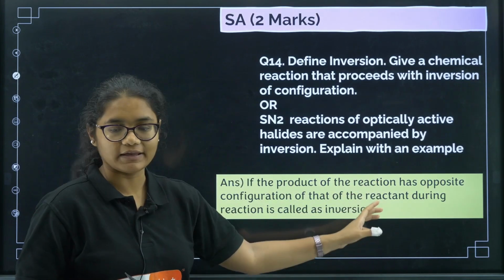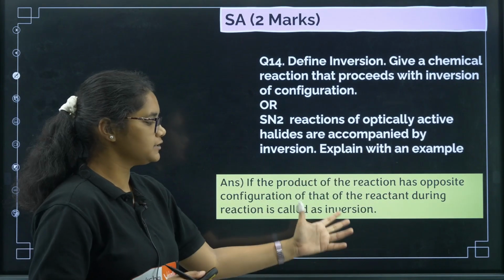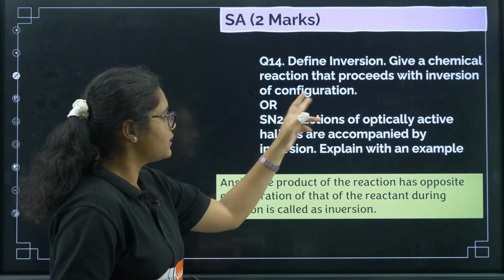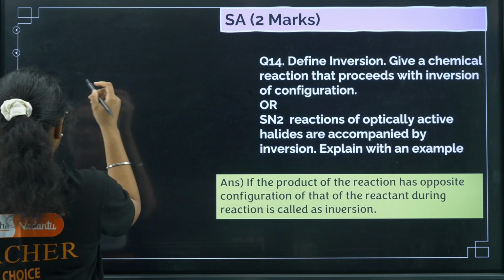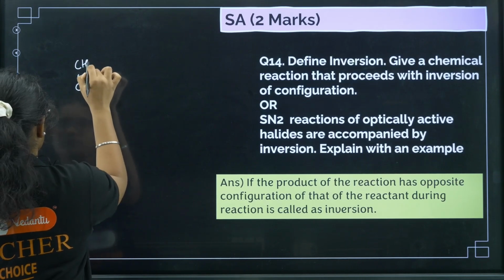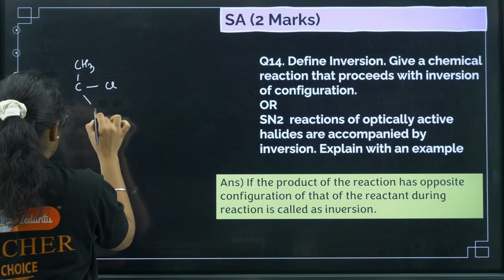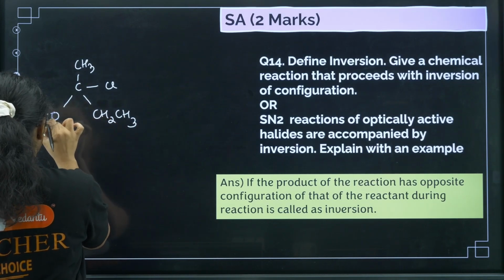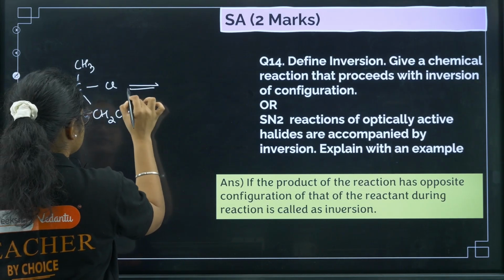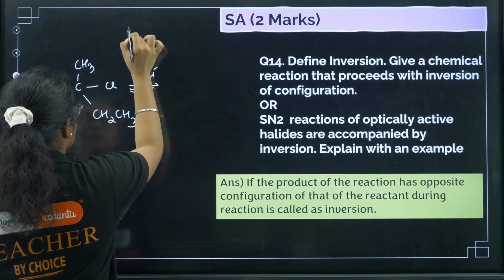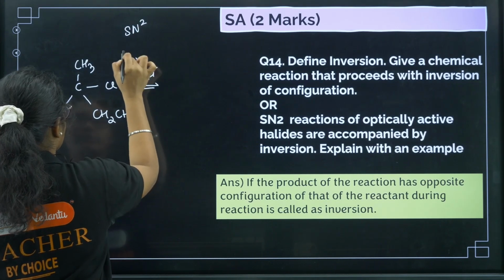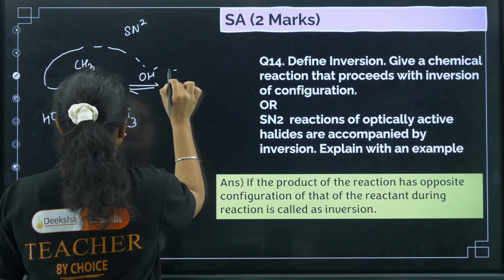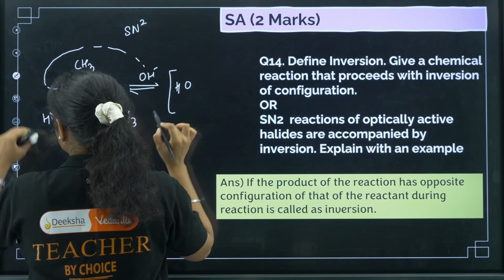If the product has opposite configuration to that of the reactant, then during the reaction it is called inversion. Now if you just want to write one example for inversion and explain it, that is given in the question, so you can take the same example, CH2, CH3 and OH, right? Suppose here the reaction is taking place by the SN2 mechanism. So what will happen? OH minus will attack from the opposite side, right? And here we will get a transition state.